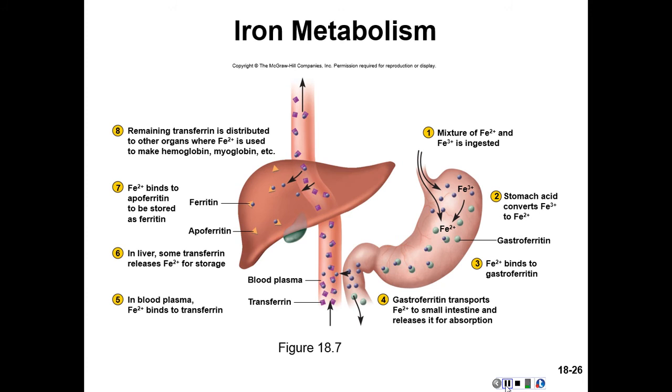The gastroferritin transports iron, and it's going to be released for absorption. There it's going to go into the liver. There the ferritin and the apoferritin bind. So in the liver, some of the transferrin is released for storage. The other binds apoferritin, where it's going to be transported to the other organs in the form of Fe2.